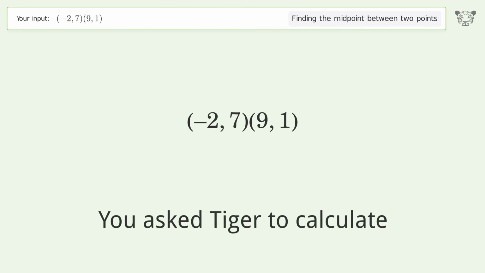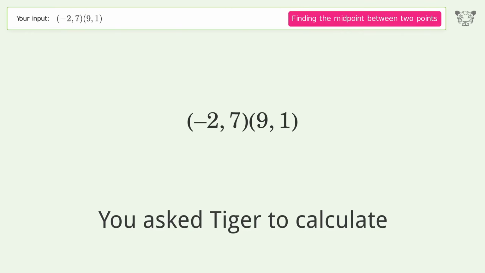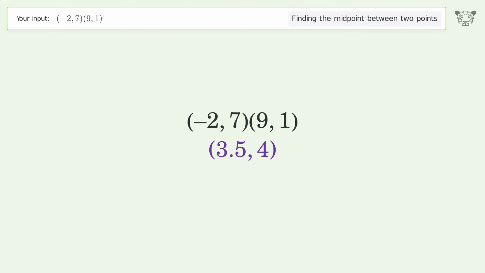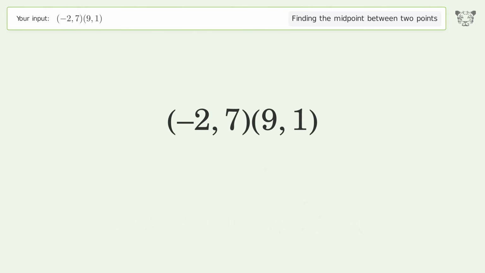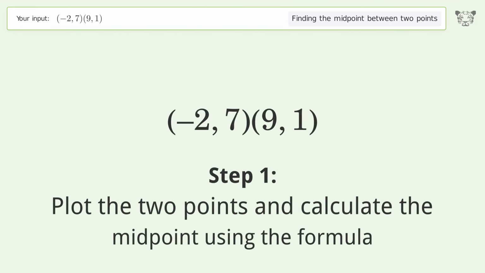You ask Tiger to calculate. This deals with finding the midpoint between 2 points. The midpoint between the 2 points is 3.54. Let's solve it step by step. Plot the 2 points and calculate the midpoint using the formula.